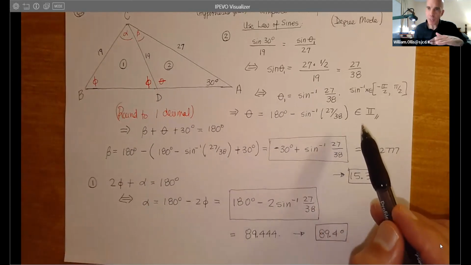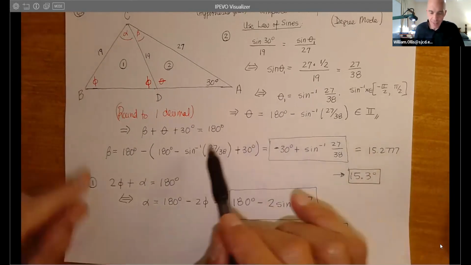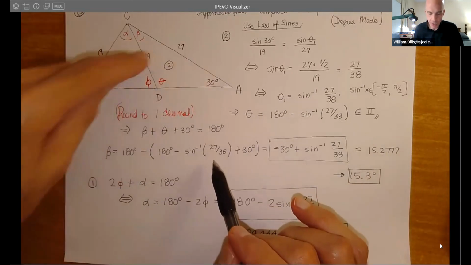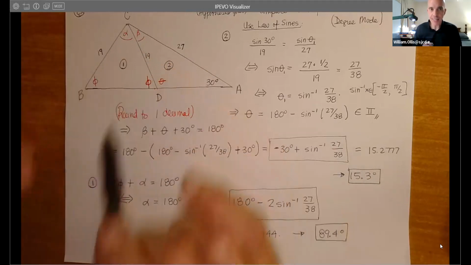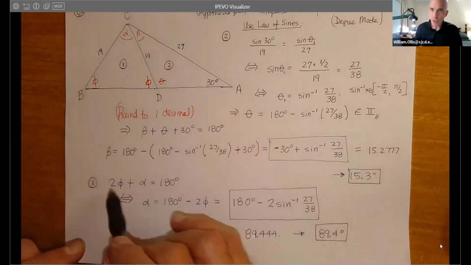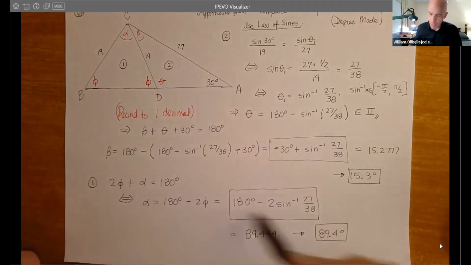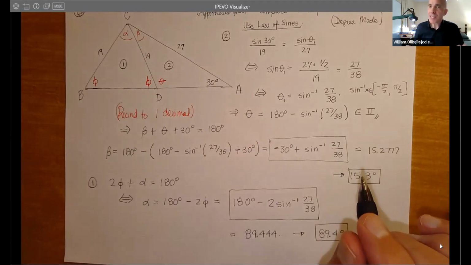That is an angle between 90 degrees and 180 degrees right here. And then using the angle sum here to get beta. But once we have that and we know that this is an isosceles triangle, we can again use the interior sum of 180 and boom, there it goes. So hopefully this is fun.